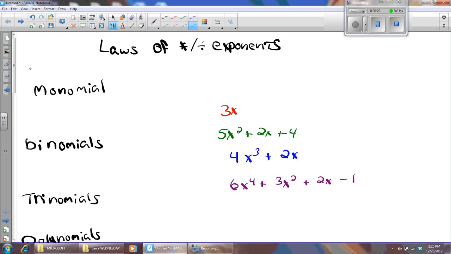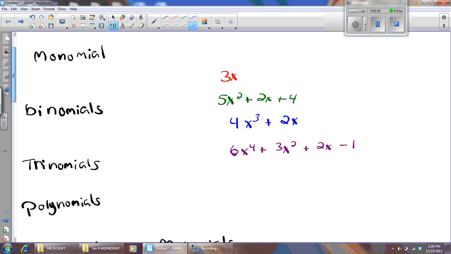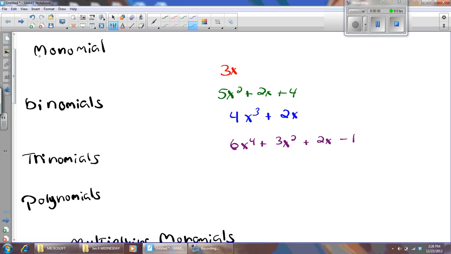All right, we're going to do laws of multiplying and dividing exponents, which are real simple. In fact, you can probably tell me what they are just by seeing a few examples. But before we do that, we have to learn the words monomial, binomial, trinomial, and polynomial.